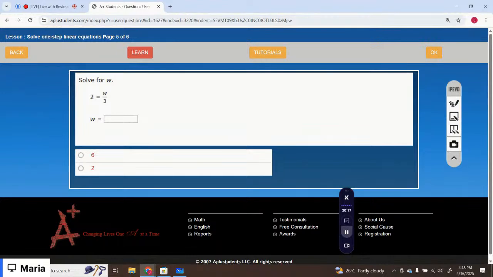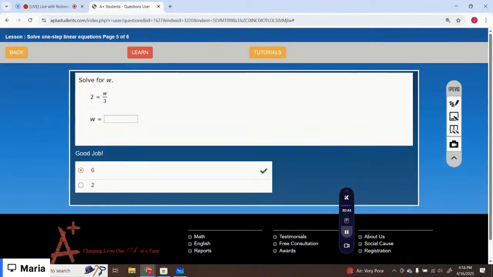Two equals W divided by 3. You need to calculate the value of W. So W equals 6. Option number 1 is the correct option.